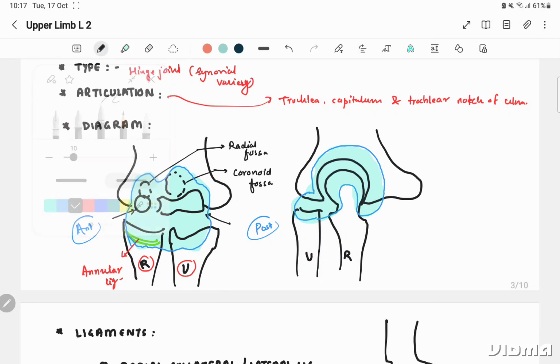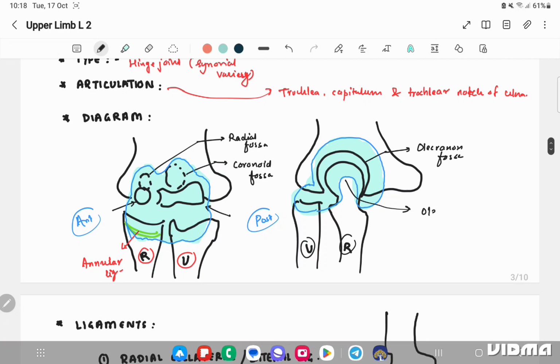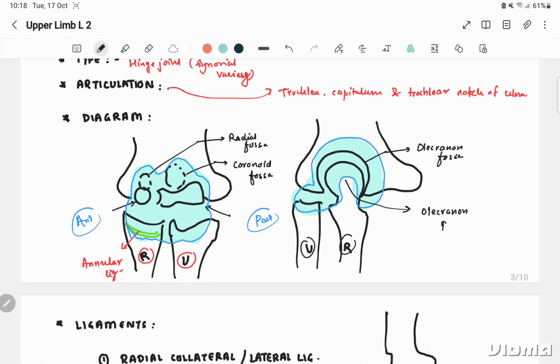If you don't know, let me write this. This is the olecranon fossa, and this is the radius, this is the ulna, and this process is called the olecranon process. Okay, so the synovial lining of the elbow joint continues deep to the annular ligament. Okay, it continues deep to the annular ligament and reaches the proximal radioulnar joint.